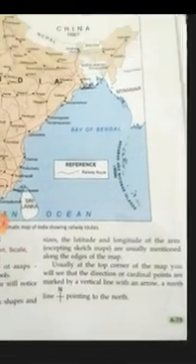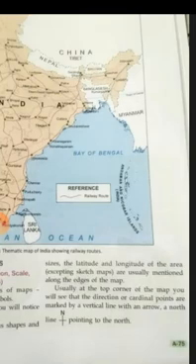Today, you are going to know about essential features of maps. Components of a map: they are directions, scale, conventional signs or symbols. There are three components of maps: direction, distance and symbols. Though maps can be of various shapes and sizes, the latitudes and longitudes of the area are usually mentioned along the edges of the map.